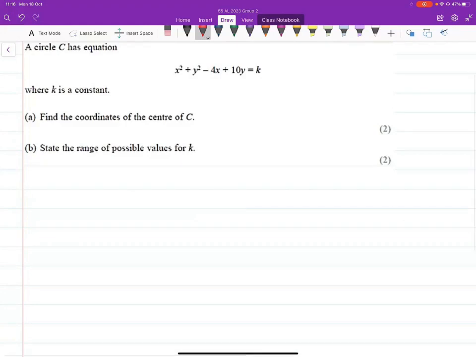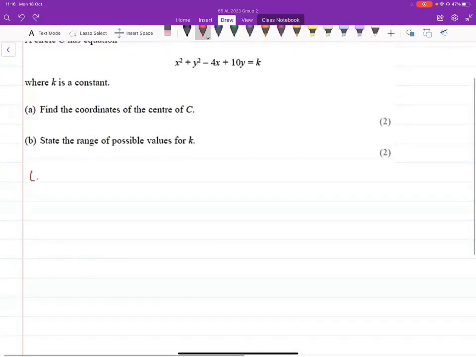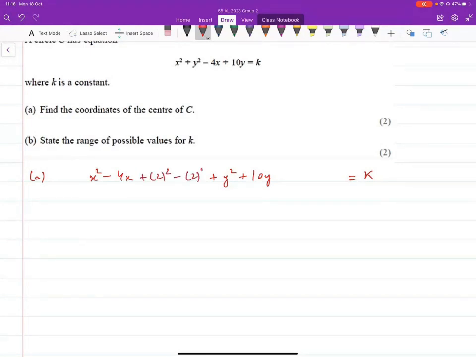Okay, so first of all, it's a very standard part. Find the coordinates of the center of C. We have this equation of the circle. We first convert it to the standard form by completing the square. So let's do that. We have x square minus 4x, and leave some space. Then you have y square plus 10y. These are the two y terms. On the other side, we've got k. Okay, let's complete the square. We have plus 2 square minus 2 square here, and plus 5 square and minus 5 square here.